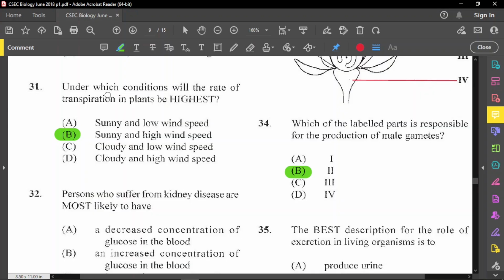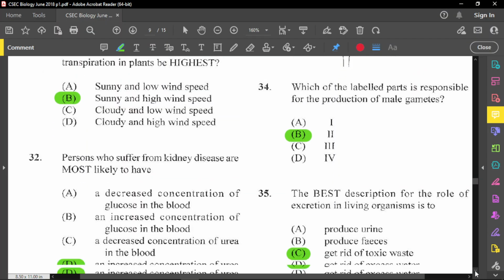For question number 31, we say, under which conditions will the rate of transpiration in plants be highest? And this is when it's sunny, that means it's hot, and you have bright light as well, the stomata will be open, and you have high wind as well. So definitely wind will take away the water from the leaf surface. So B is correct. I think this is a repeat as well. This paper is loaded with repeat questions. Anyway, just for extra practice.